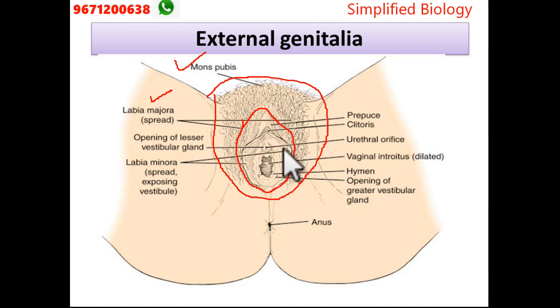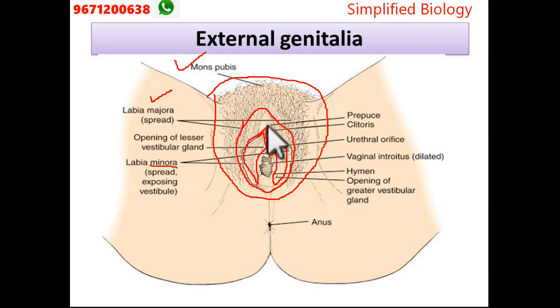It is a secretly placed fold of adipose tissue. Remember, adipose tissue of the skin. Clear? After that is the labia minora. It also exposes the vestibule, in the same way as the majora. It is a two-fold skin structure.